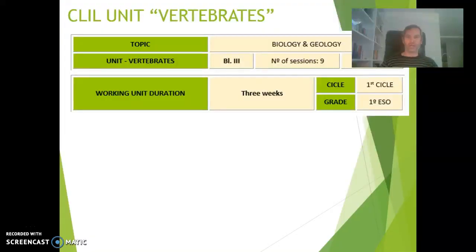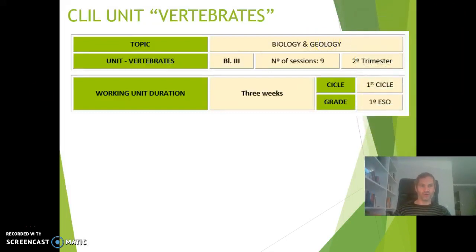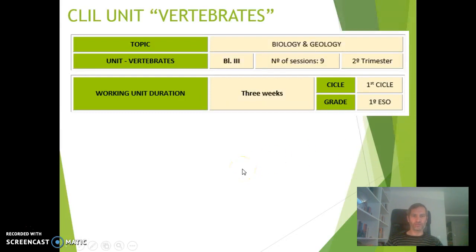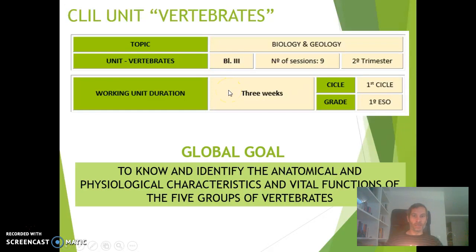So let's go ahead. My specialty is biology and geology, so this is what I have designed. I'm going to do this unit for Primero de la ESO, first grade. It's going to be about vertebrates. I have designed it to be 9 sessions in the second trimester, so the duration is going to be about 3 weeks. The global goal of this unit is to know and identify the anatomical and physiological characteristics and vital functions of the 5 groups of vertebrates.